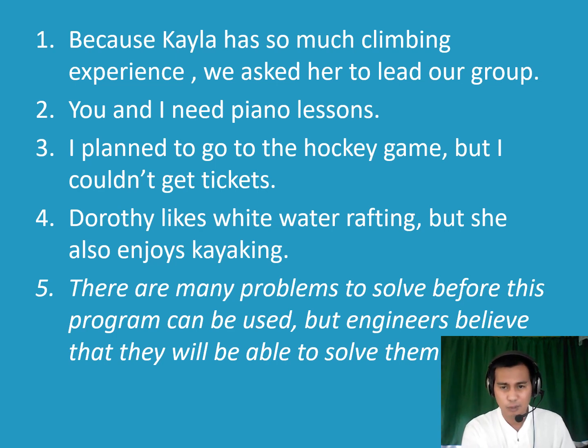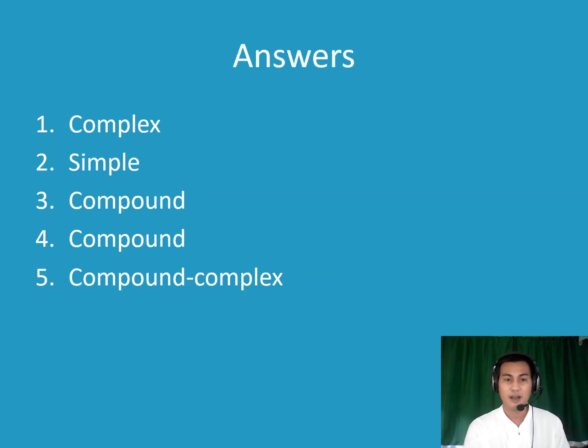There are many problems to solve before this program can be used. One simple sentence, that's independent. Engineers believe that they will be able to solve them. That's still compound. Let's check. Oh, that's a compound complex. Because of that, engineers believe, that's 1 sentence, independent, and that phrase and ion. Okay, so that's compound complex. You have complex, correct, simple, correct, compound, compound, and the last one should be compound complex. My answer was compound only because I wasn't able to see whatever is behind my camera.